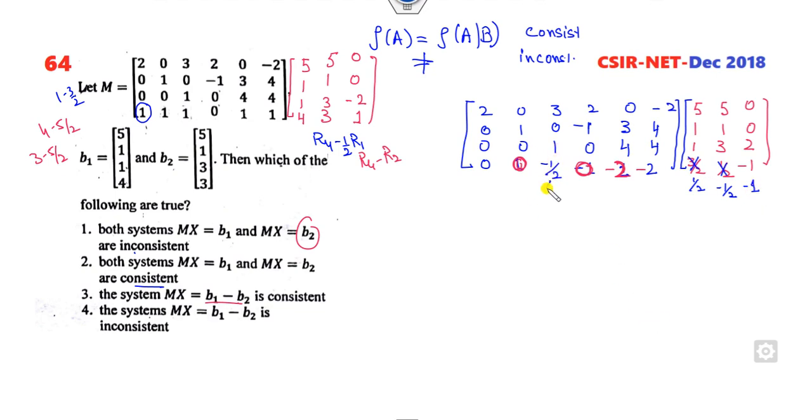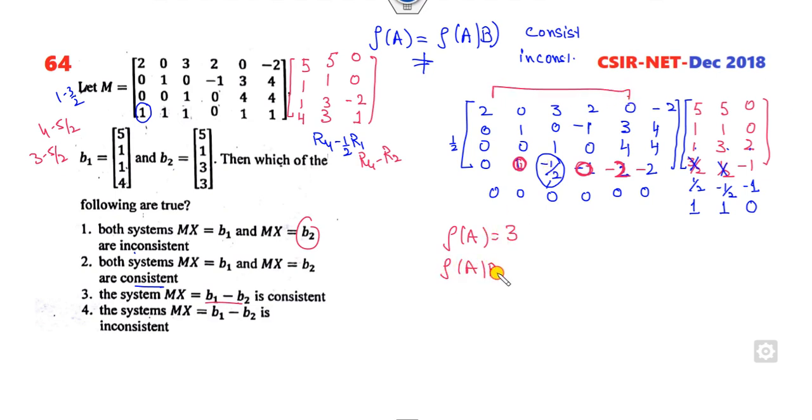Now I can make this number 0. I can multiply this number by half and add them. 0, 0, 0, 0, 0. Half, add them, 1. Half, add them, 1. Plus 1, half, add them, 0. Fine. So what is the rank of A? This matrix is my A, 3. Rank of A, condition B.